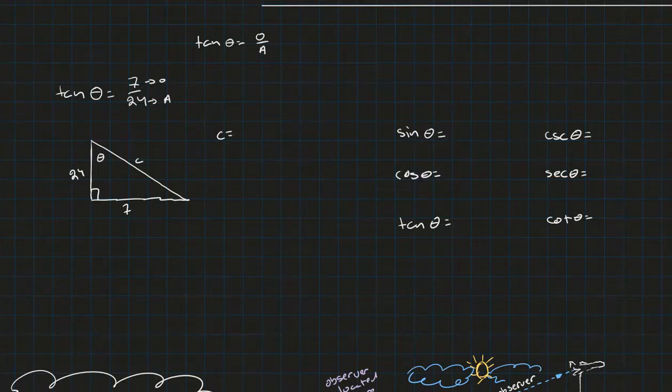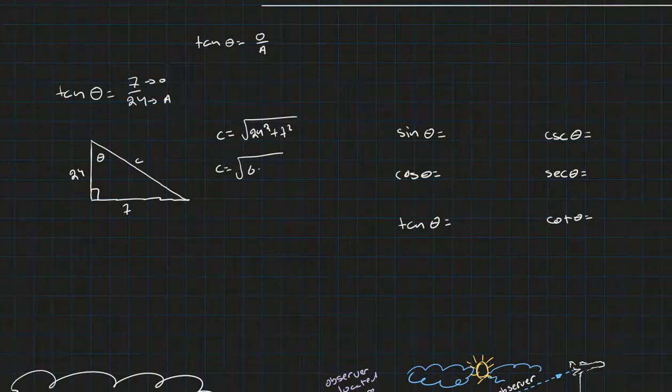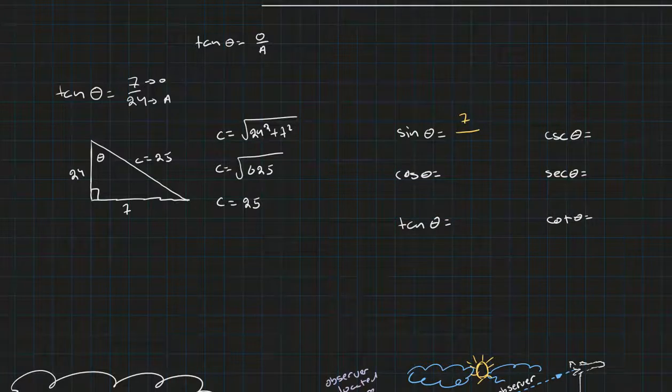So I can say that C is equal to square root of 24 squared plus 7 squared. So C is equal to, this is going to be 49, and 576, so 625. So C is 25. And then we can fill in our ratios. So sine is going to be opposite over the hypotenuse, which is 25. So cotangent is going to be 25 over 7.